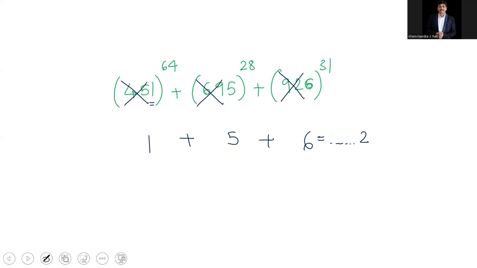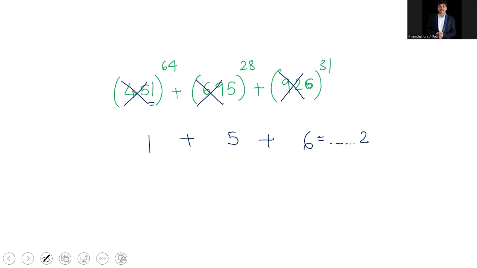It looks like a very horrible question, my dear friends. But if you know the concept, your response time will be less than 10 seconds.